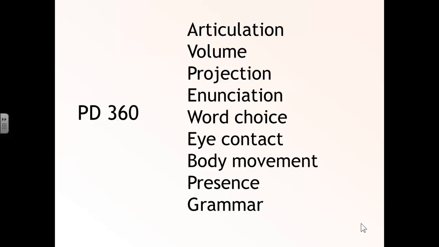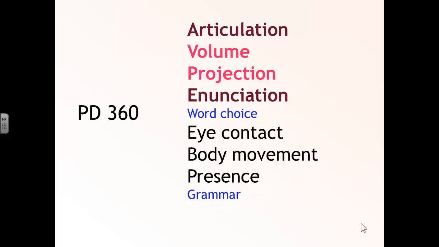Now let me color code these according to my concept of building a speech and performing a speech. That is to say, the distinction between what you do before you open your mouth and what you do as you are speaking. PD360 says that before you open your mouth, you have to worry about word choice and grammar. That's it? I think there's much more involved than that. As you're performing the speech, PD360 thinks you need to worry about articulation and enunciation.